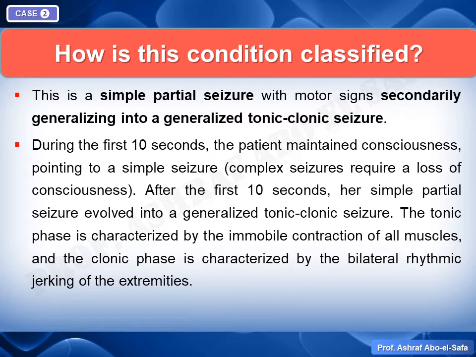During the first 10 seconds, the patient maintained consciousness, pointing to a simple partial seizure. Complex seizures require loss of consciousness. After the first 10 seconds, her simple partial seizure evolved into a generalized tonic-clonic one. The tonic phase is characterized by the immobile contraction of all muscles, while the clonic phase is characterized by the bilateral rhythmic jerking of the extremities.